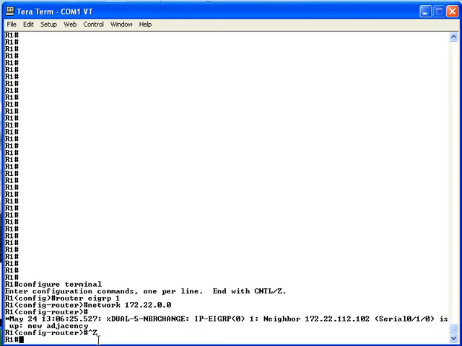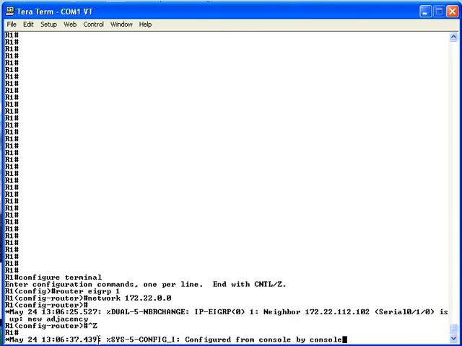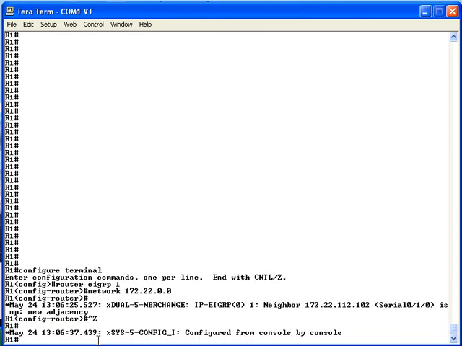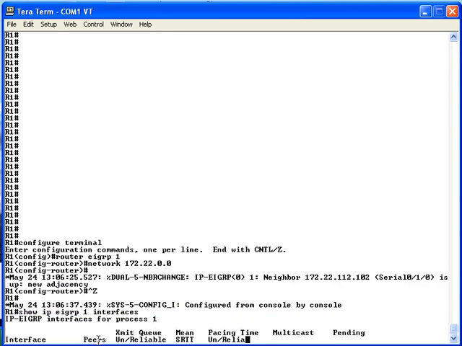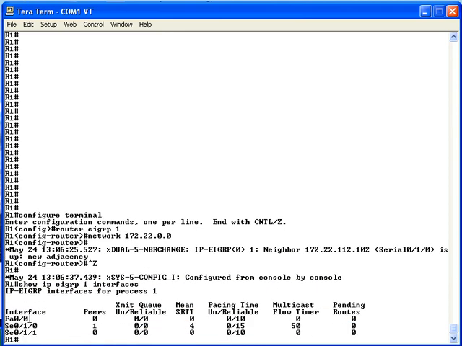To verify that EIGRP is enabled on all three of those interfaces, we need to use a different command than we used with RIP. So if we do the show ip eigrp 1 interfaces command, with 1 referencing the AS number, and look at the output, notice we see one line for each of the three interfaces, FA0/0, serial 0/1/0, and serial 0/1/1. So this is a confirmation that that network command did indeed enable EIGRP on all three interfaces.